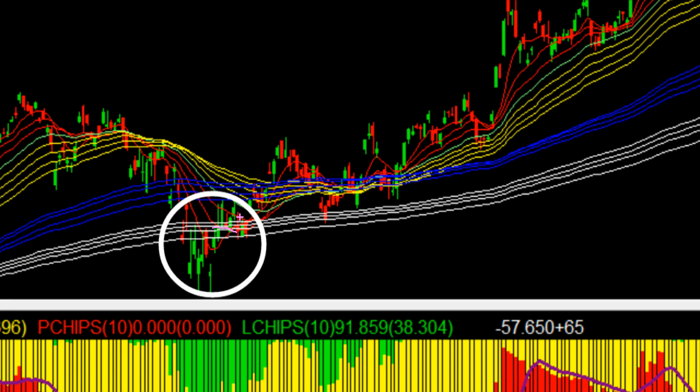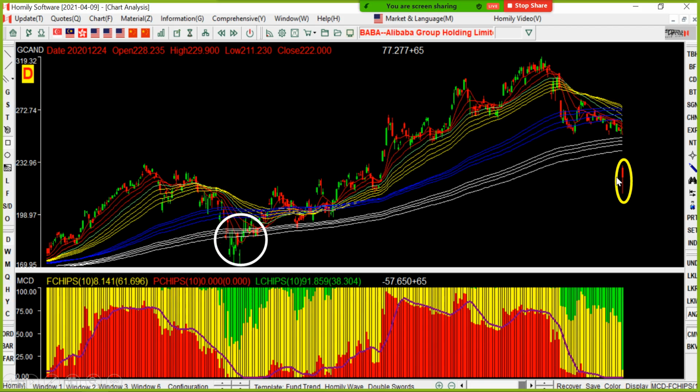Then later, if the chart can cross up the yellow rainbow, we confirm now not only long-term good but also the short-term, medium-term good, we can add some position. So that is my personal advice for some people who want to buy Alibaba now. We need more patience, right?